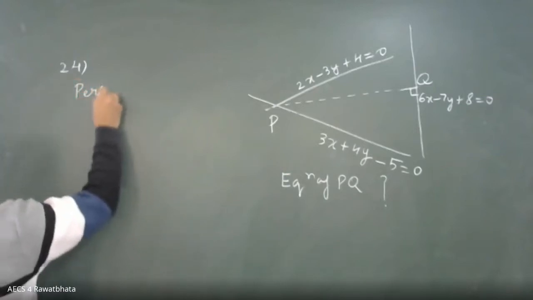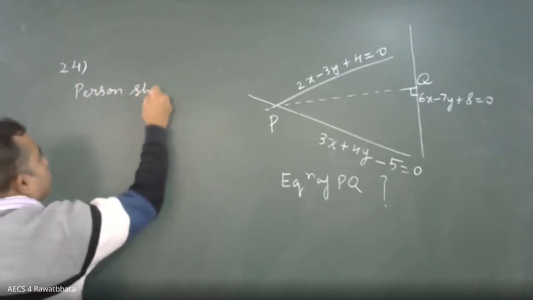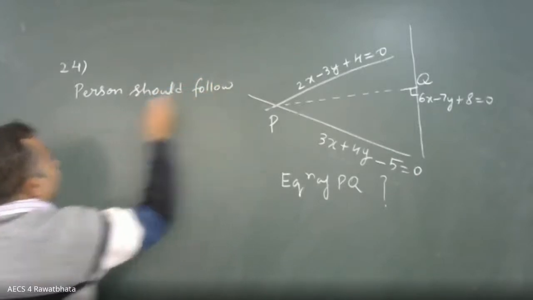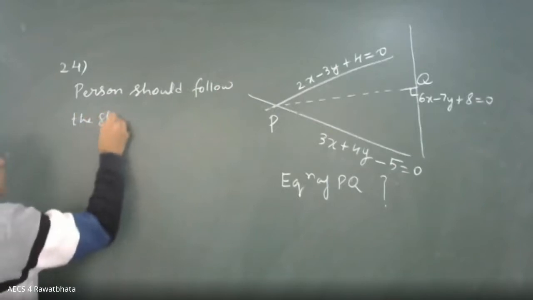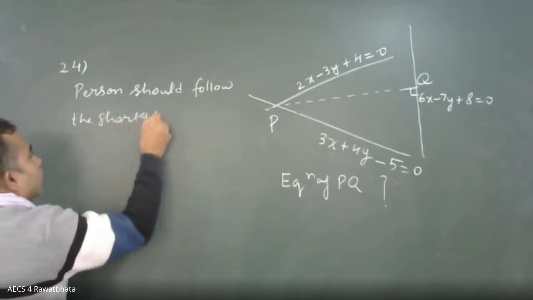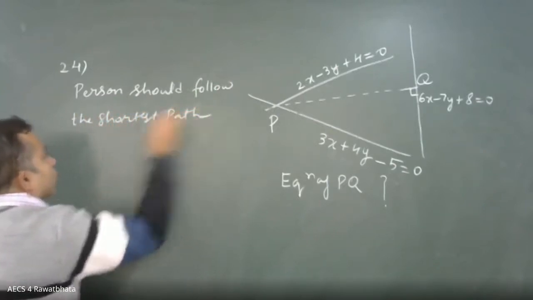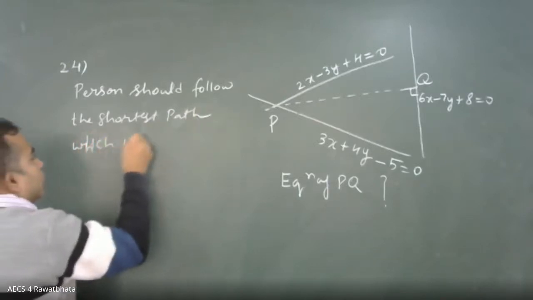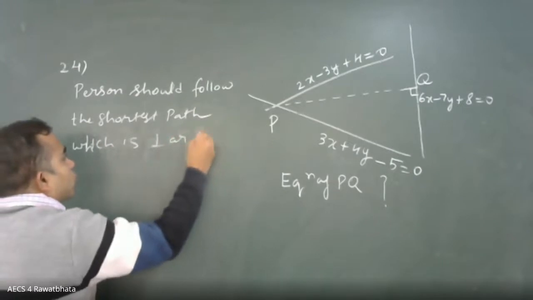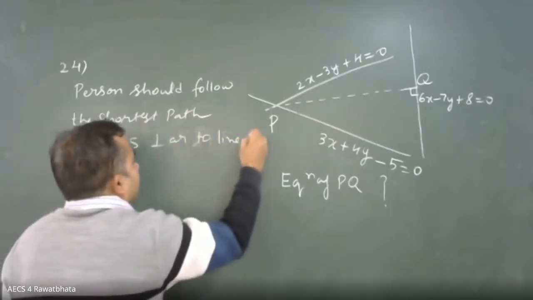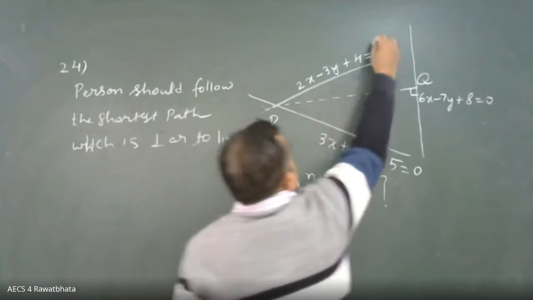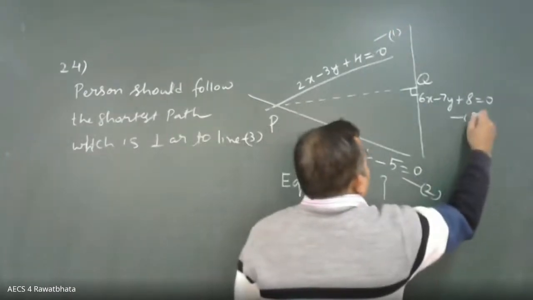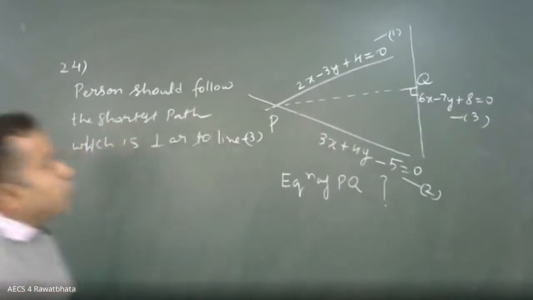The first thing is that the person should follow the shortest path, which is perpendicular to line number 3. If this is line 1, this is line 2, this is line 3, then PQ must be perpendicular to line number 3.